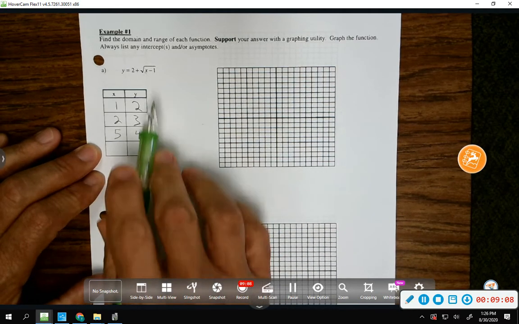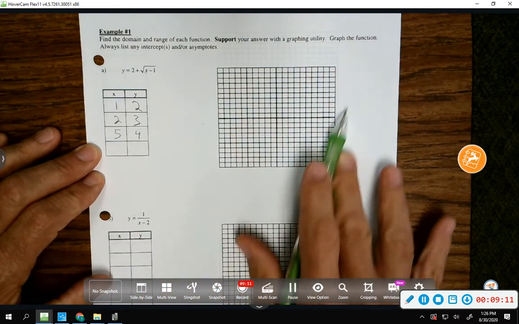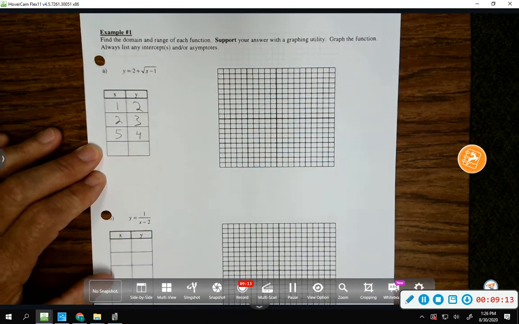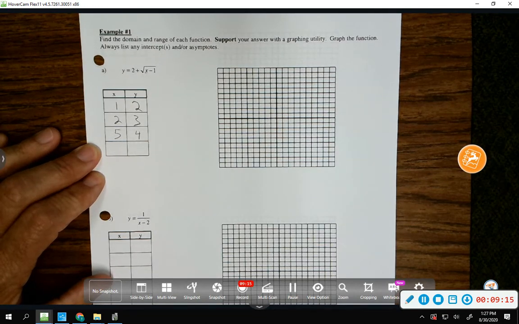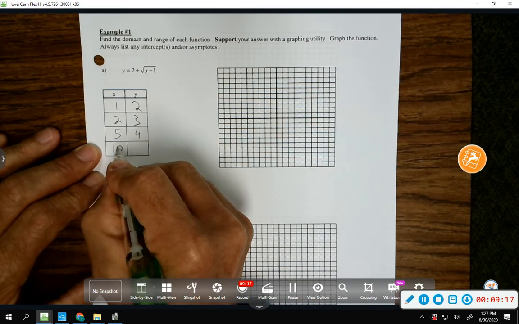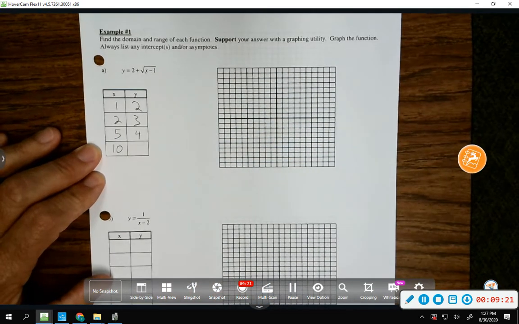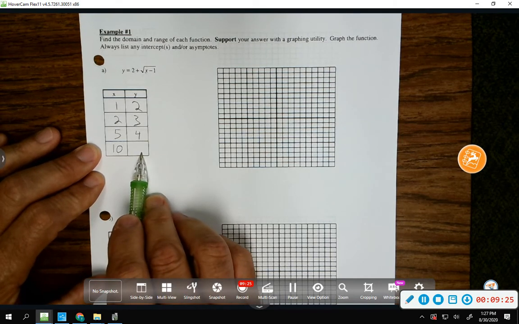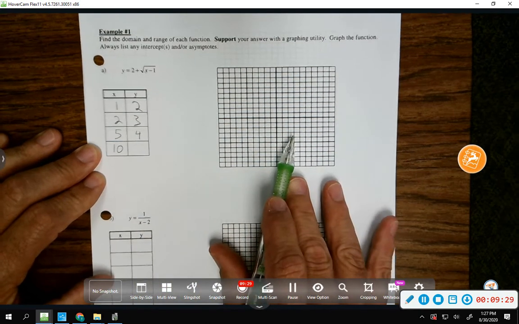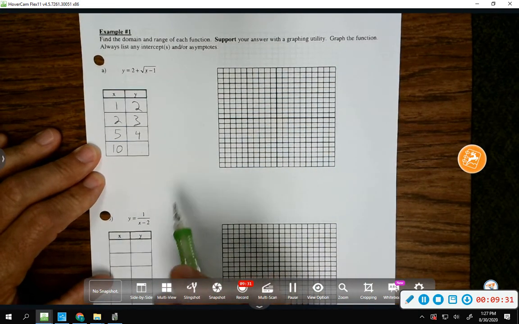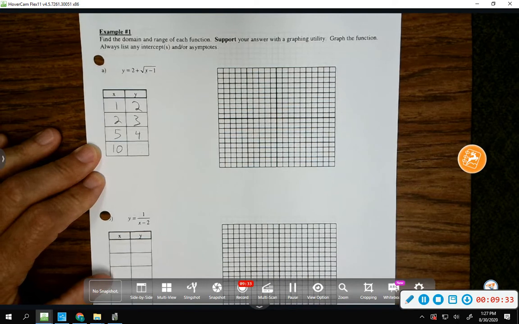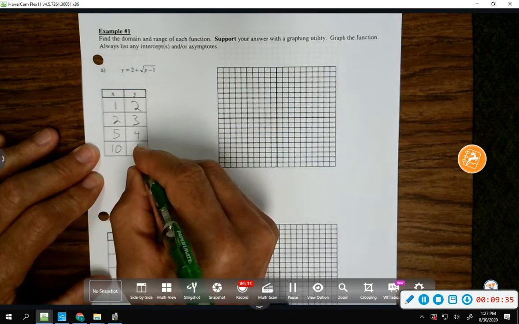And you should be able to pick the next good number that fits on this 10 by 10 graph. It's not going to be 6, 7, 8, even 9, but 10 would be the next one. And I want you to become proficient at selecting quality values for the input that produce nice values for the output. It's a great skill that you should have for evaluation purposes. 10 minus 1 is 9. Square root of 9 is 3. 2 plus 3 is 5.